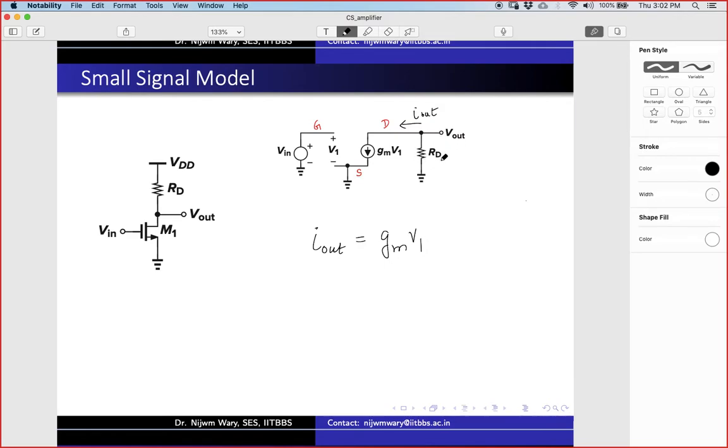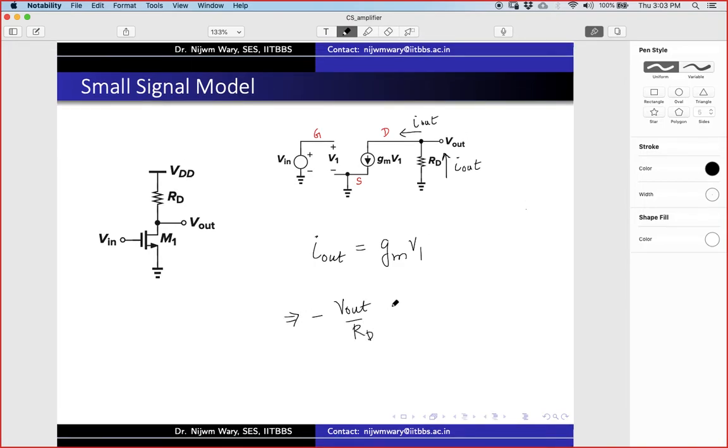And what is I out? I can write this I out in terms of RD and V out. Because this current I out is flowing like this, I can write this as equal to GM V1, and V1 is equal to V in. So what I have here is V out by V in is equal to minus GMRD, which is also nothing but the gain. It's the same thing we derived before, so we can do the same derivation even from the small signal analysis.